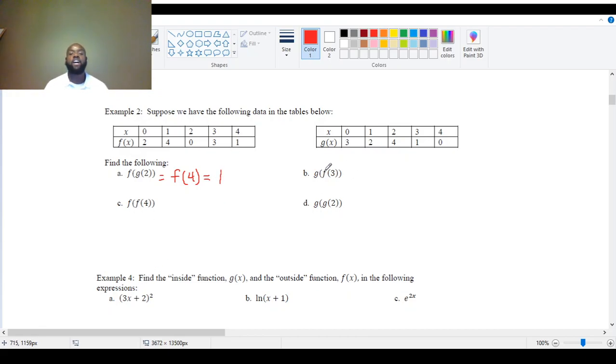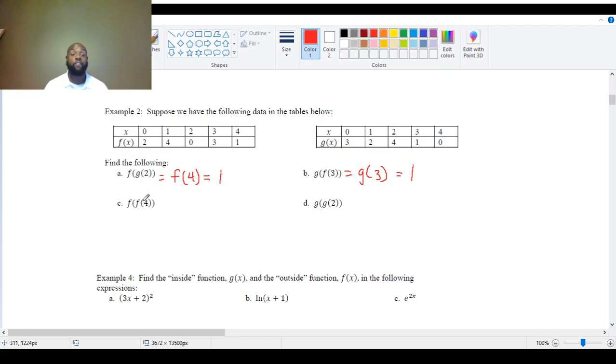Part B, I have g of f of 3. So this says, when your input value is 3, what's your functional value? Oh, that is also 3, so I get g of 3. And then I go to my function g, find the x equals 3 and give the output, which is 1.